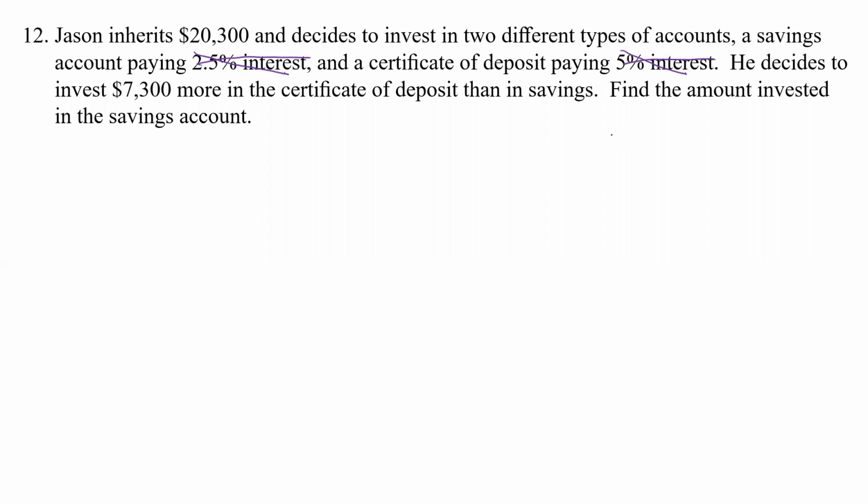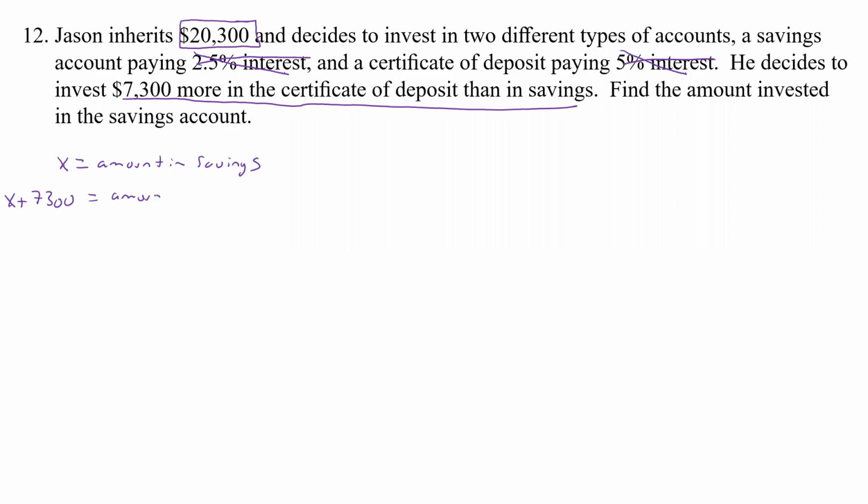All right, so once again, since the problem we're working doesn't have to do with actually calculating any interest earned, we can get rid of that part. And all we really worry about is $7,300 more in the CD than savings and the total amount. All right, so let's let x be the amount in savings and x plus 7,300 equals the amount in the CD.